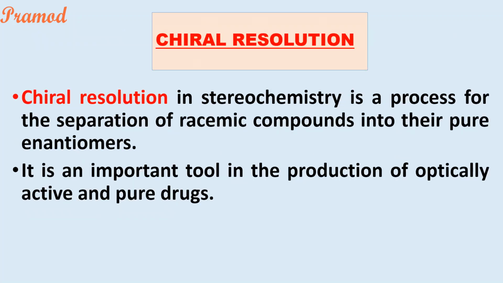The next topic is chiral resolution. Please note, it's the most important topic. What is chiral resolution? In stereochemistry, it's a process for separation of racemic compounds into their pure enantiomers. Racemic modification is conversion of an optically active compound into its racemic mixture, but chiral resolution is exactly the opposite. From the racemic mixture, you try to separate out each of the enantiomers. This process is known as chiral resolution.